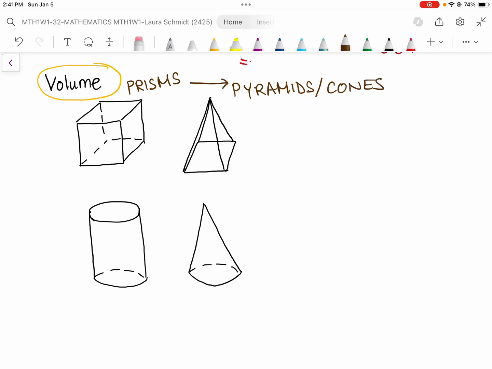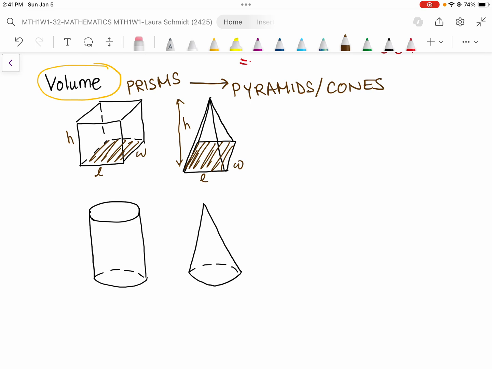So it turns out that if you have a prism and a pyramid that have the same base, say these have the same exact base, the same length and width, and then let's say they actually have the exact same height, if all of that is the same, then pyramids are a third of the volume of a prism.